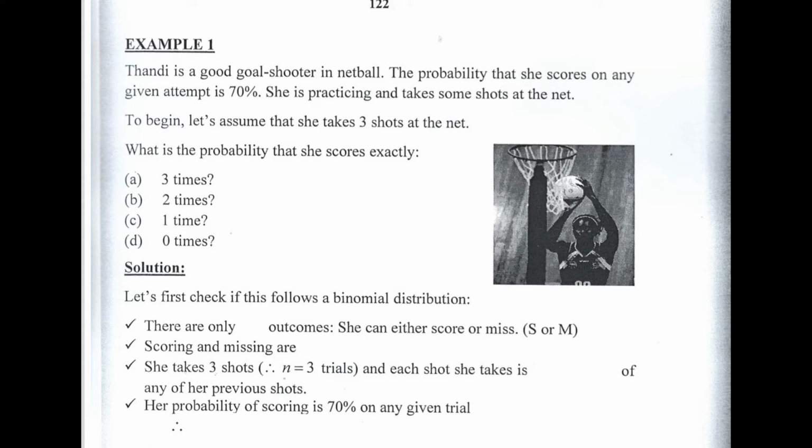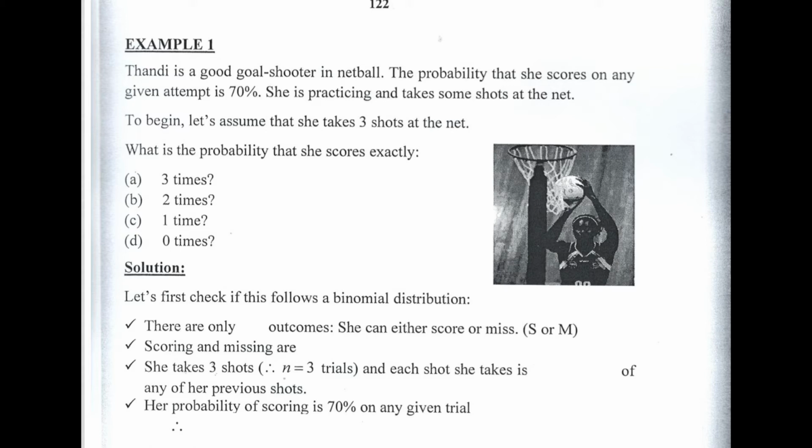It doesn't have to be a 1 in 2 chance that you're going to get one or the other. In this case, if Thandi shoots for goal, it's more likely, in fact 70% more likely, that she will score than that she won't. It's implied that if her probability of scoring is 70%, her probability of not scoring is 30%, because that must add up to 100%. She's either going to score or she's not going to score.